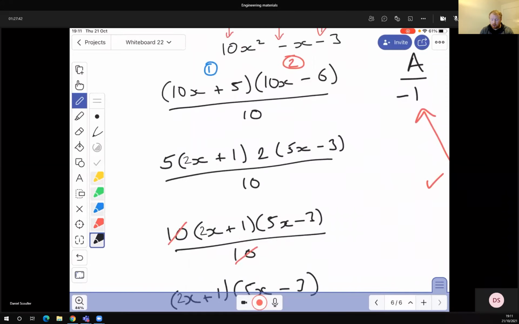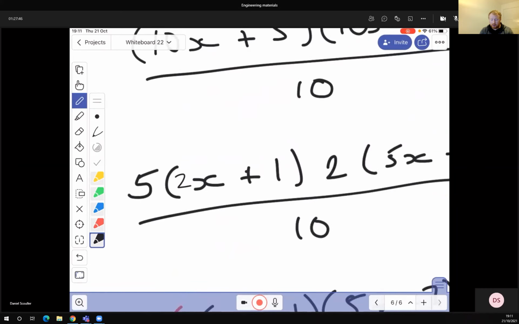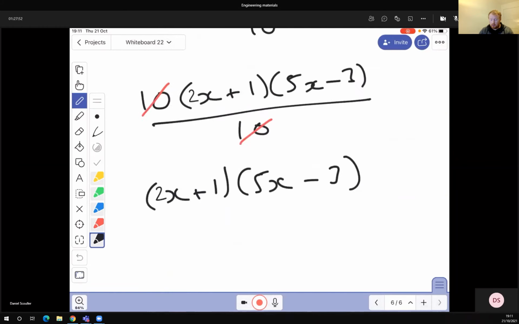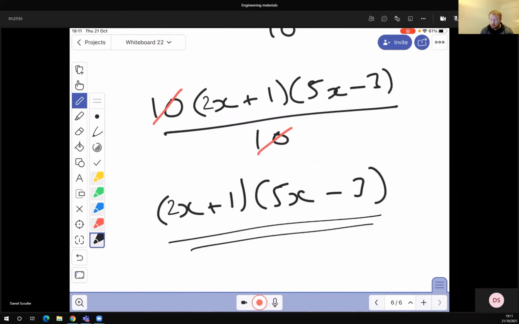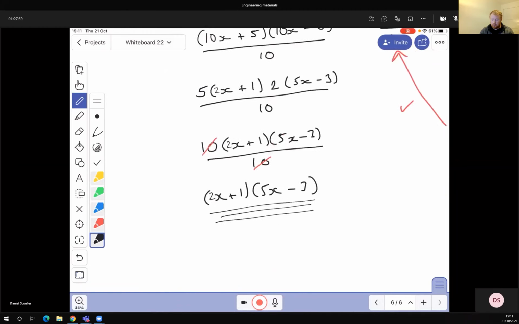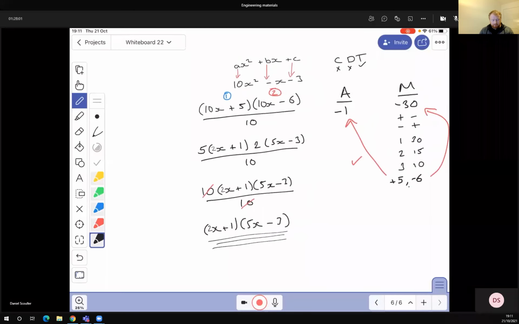When I took out that common factor for the first bracket, it should be 5 bracket 2x plus 1 close bracket, and then all the way through. So your final brackets, 2x plus 1, 5x minus 3. That really is as hard as it gets.